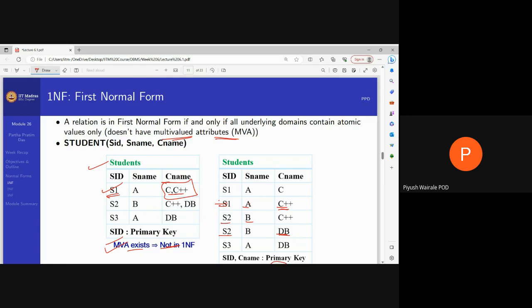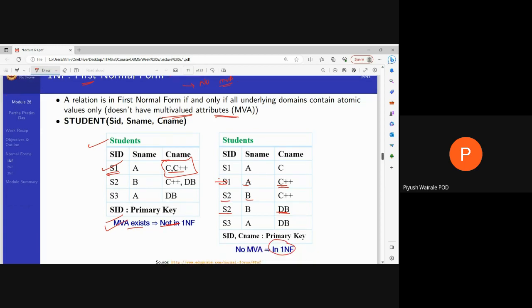So the domain must be atomic here, and there is no multi-valued attribute. Then we can say it is in 1NF. Suppose in the question a relation is given to you. If it is mentioned that the domain must be atomic, it is fine. Even if it is not mentioned, you still have to assume that the domain is atomic for solving the different questions, unless you have specified otherwise in the question. So that is about 1NF.